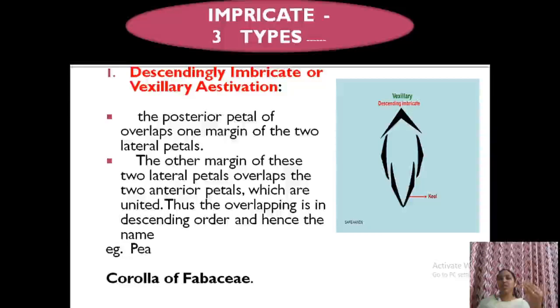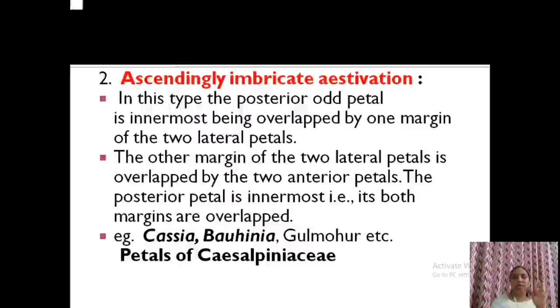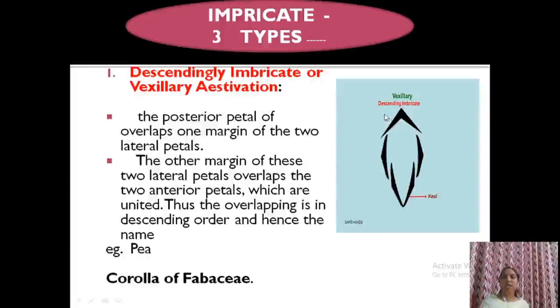One is the posterior petal, arranged on the posterior side. When you look at the flower stem, or an axis, the flower has a posterior side and an anterior side, both sides are there. So the posterior petal is usually the large petal in these cases. So the posterior petal, or large petal, overlaps one margin of the two lateral petals. Okay, it overlaps the two lateral petals.